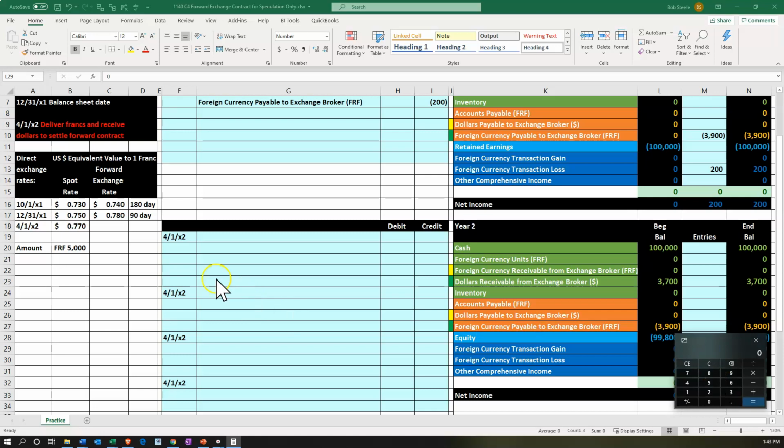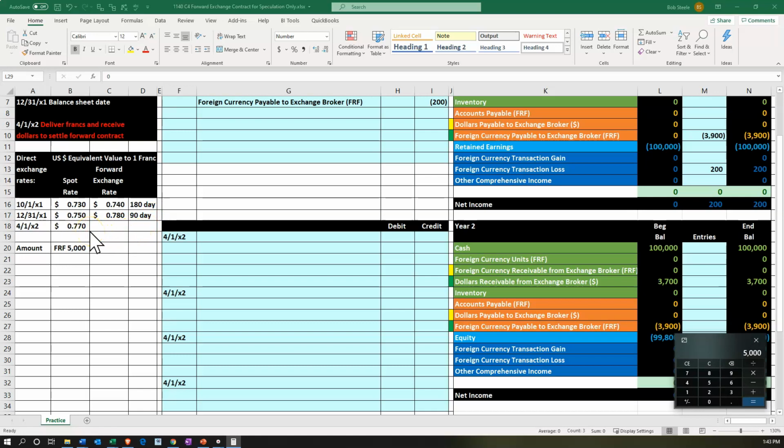So we're going to say now 5,000 francs that we're going to pay is going to be times, and there's no forward rate. Why isn't there a forward rate? Because this was speculative towards this point in time, and now we're at that point in time. So there's no speculation because it's now at this point. So it went 180 days, 90 days, and now it's now. So all we have is the spot rate.